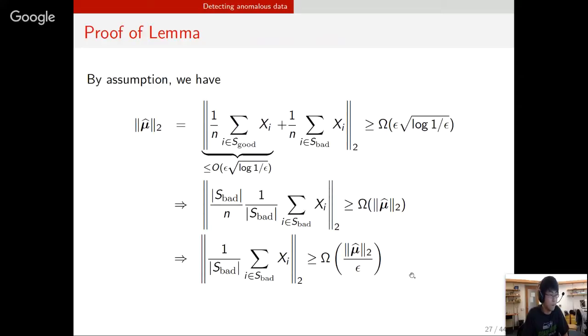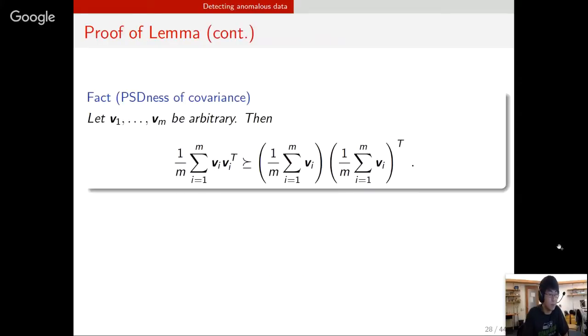Okay, but I want to bound the spectral norm of the empirical second moment. So how do I relate this quantity to the empirical second moment? We use the following elementary fact: if v1 through vm are arbitrary vectors, then the empirical second moment of these vectors, 1 over m times the sum of vi vi transpose, is PSD greater than or equal to the empirical mean of the vi's outer product with itself, where PSD greater than or equal to just means that this difference is a PSD matrix.